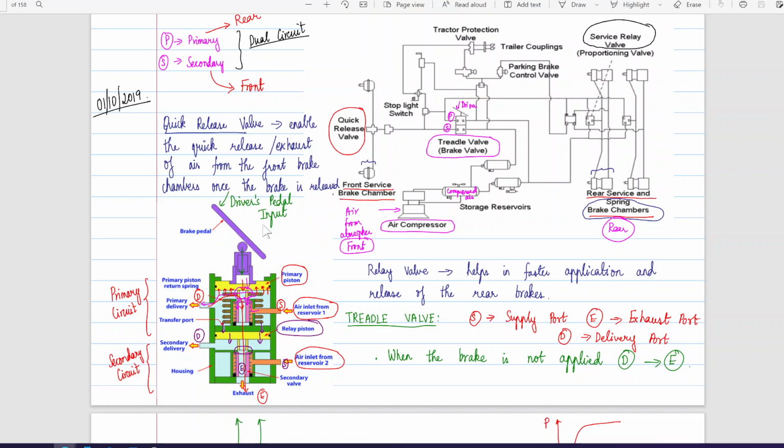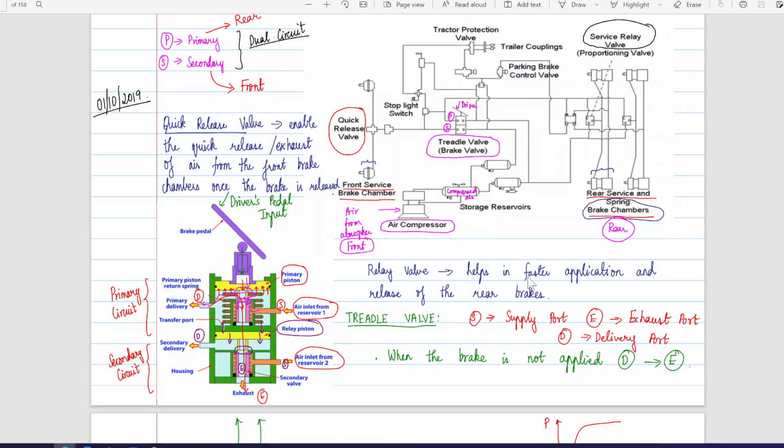Let's take a look at various components of the treadle valve. First is the pedal input, which results in this motion. It moves the primary piston and the relay piston. There are two reservoirs, one for front and one for rear, which are connected on the input side, and there is the delivery side, which allows for proportional airflow depending upon how much the brake pedal is displaced by the driver.